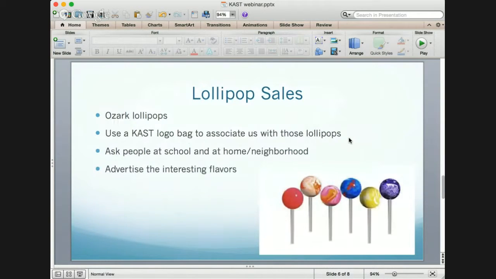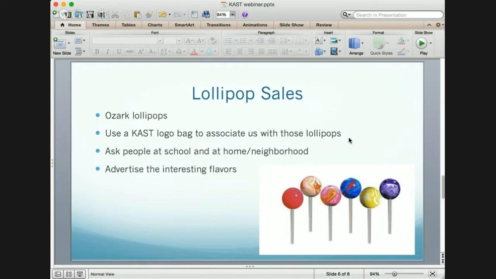Okay, next slide. Ozark Lollipops. Okay, so this is something we have been doing at Richmond, Montgomery for a long time, or 3 years or something. So there's a company called Ozark, and they sell different flavor lollipops. They have a really wide range of flavors, so we like to use them.